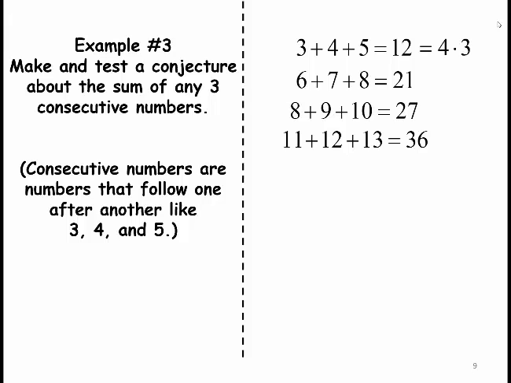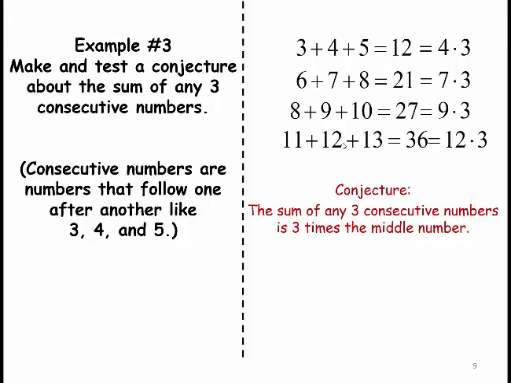Well, there's something that I know. 12 is equal to 4 times 3, the middle number. 21 is equal to 7 times 3. 27 is equal to 9 times 3. And 36 is equal to 12 times 3. Huh. So my conjecture, the sum of any 3 consecutive numbers is 3 times the middle number.